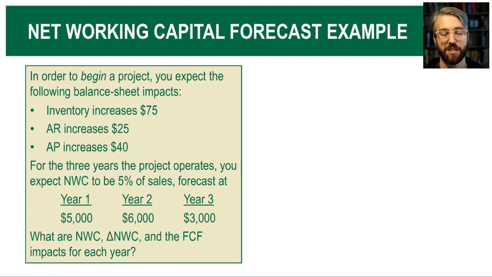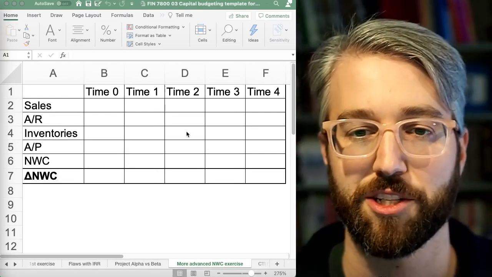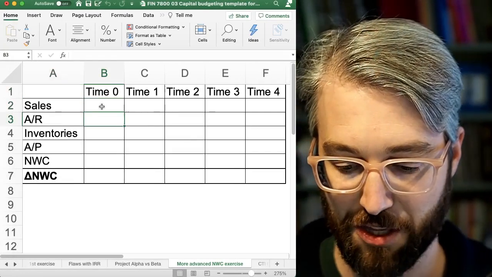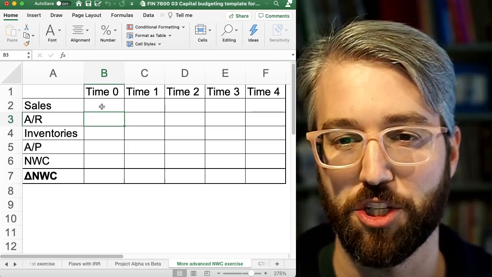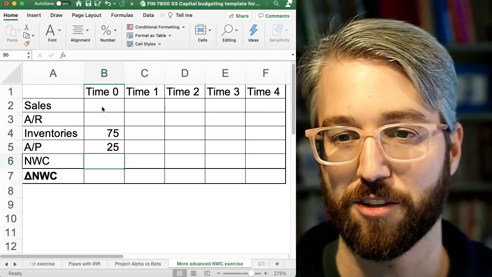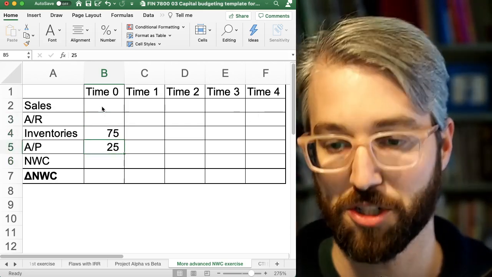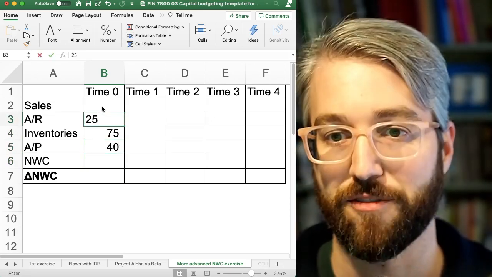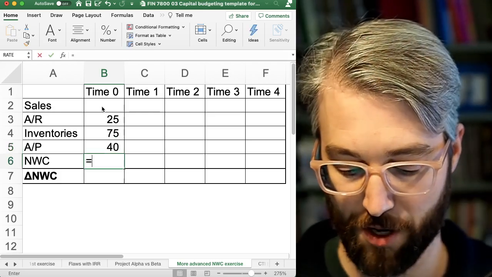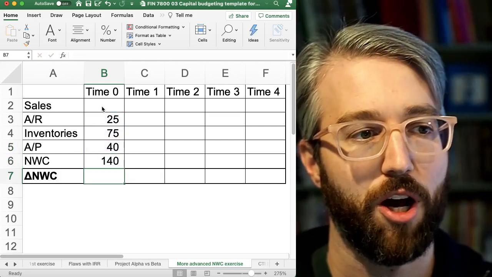And then finally, suppose that at the end of the project, they expect to be able to liquidate all of the associated net working capital. So if we move over to Excel and we take those numbers and we put them into the forecast, we might say that the forecast suggests that the firm expects to generate $75 worth of inventory, $40 of accounts payable, and $25 of accounts receivable, for a total net working capital by the end of year zero of 140.